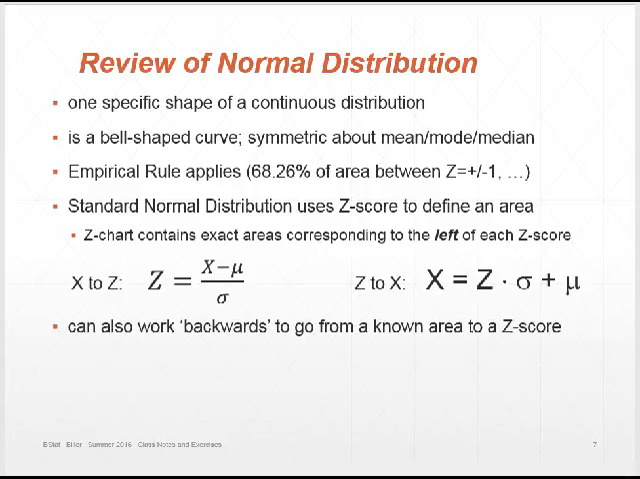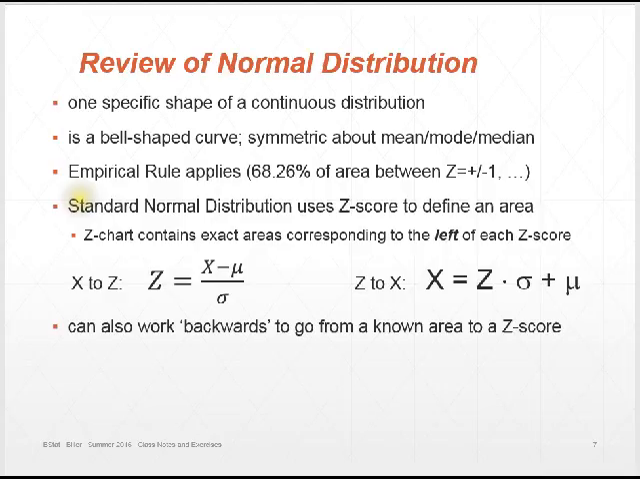To start things off here, let's take a really quick review of the normal distribution that we learned from the previous chapter. The normal distribution represents one specific overall shape of a continuous distribution. It is that of a bell-shaped curve, and it is symmetric about the mean, mode, and median, which are in the center. The empirical rule applies. Thus, we can state that the area between minus and plus 1 standard deviation of the mean will correspond to 68.26%.